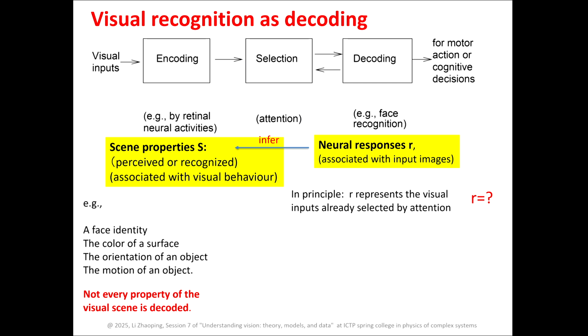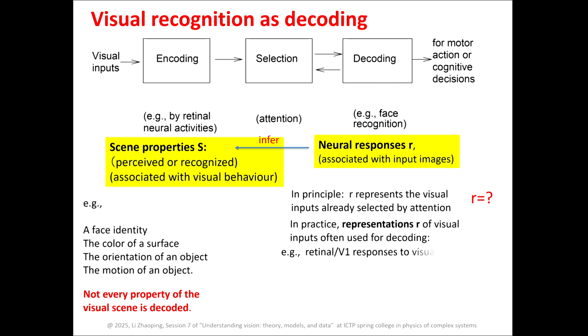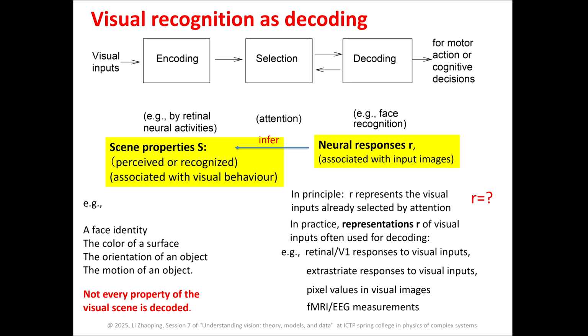except to assume that they are in the neural activities in animals' brains, such as in monkeys' visual cortices. In practice, researchers often try to decode from their own choices of representation R. For example, R can be retinal or V1 responses to visual inputs, often because they are better known than other brain responses. Or R can be extrastriate responses to visual inputs, or can be pixel values in visual images in computer vision practices, for example. And R can also be functional imaging and EEG measurements, sometimes used for brain-computer interfaces. These decoding practices at least serve the purpose of seeing what information is available in the representations R.